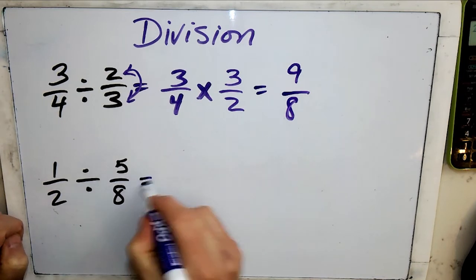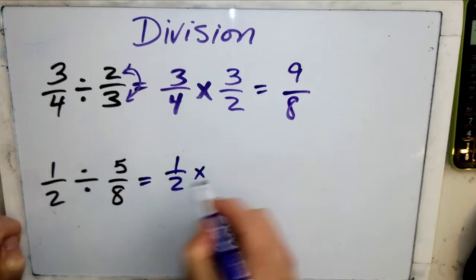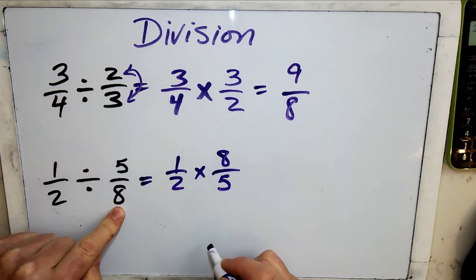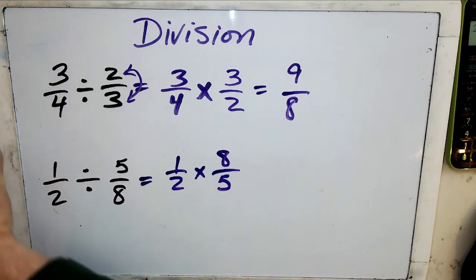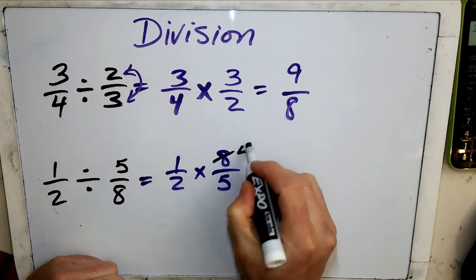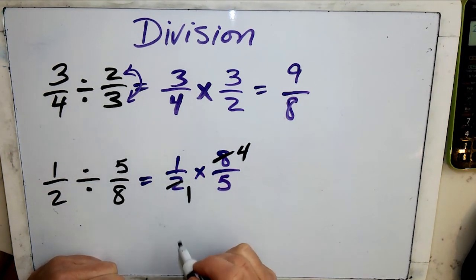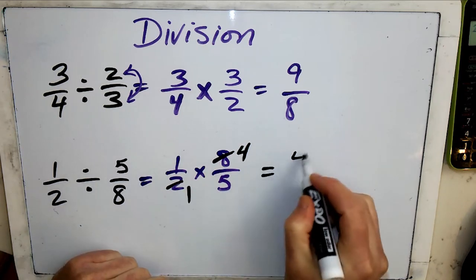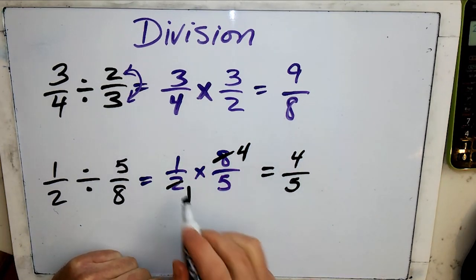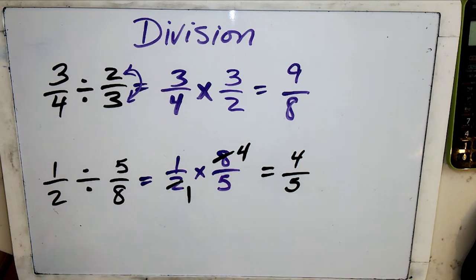So this one, 8 goes on top, 5 on bottom, and I can see that I'm going to reduce these ones. 8 over 2, divide both by 2. 1 times 4, 1 times 5. If you don't reduce it here, make sure you reduce when you're over in the final answer.